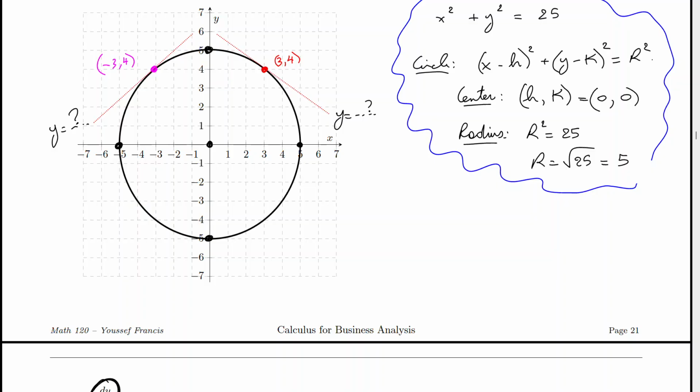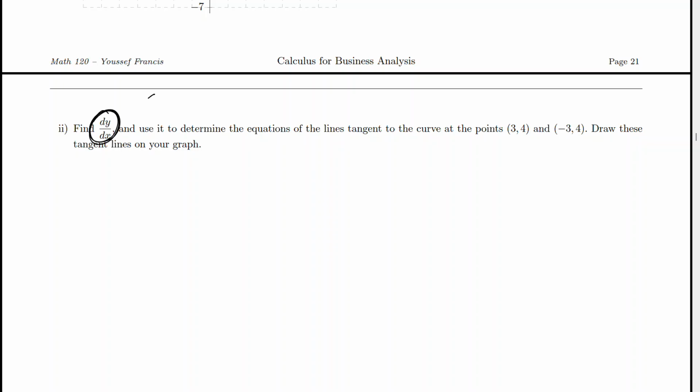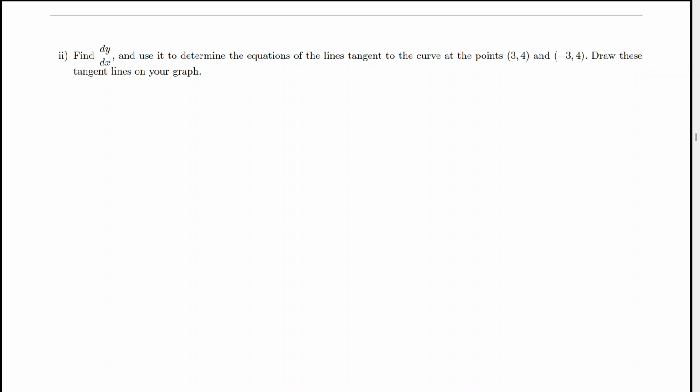What's the equation of the line that describes the line over here, tangent to the circle? And what's the equation of this line that is tangent to the circle at the other location? Now remember, to find the equation of any line, you need to know the slope and a point on the line. So that's the purpose of finding dy over dx first. This is the derivative. It's still going to give you the slope of the line. So anyway, let's see how this is done.